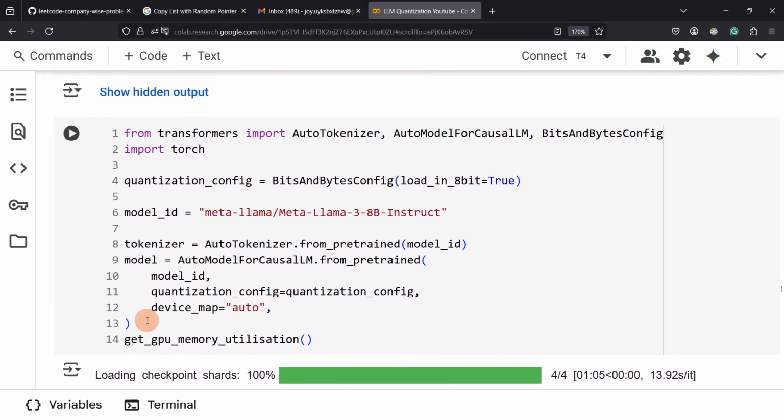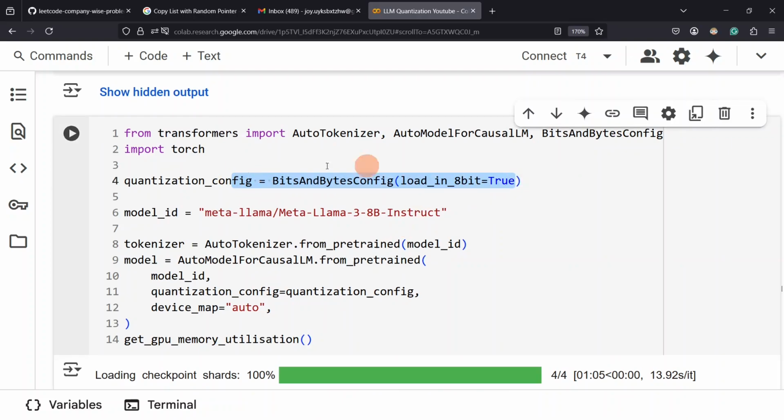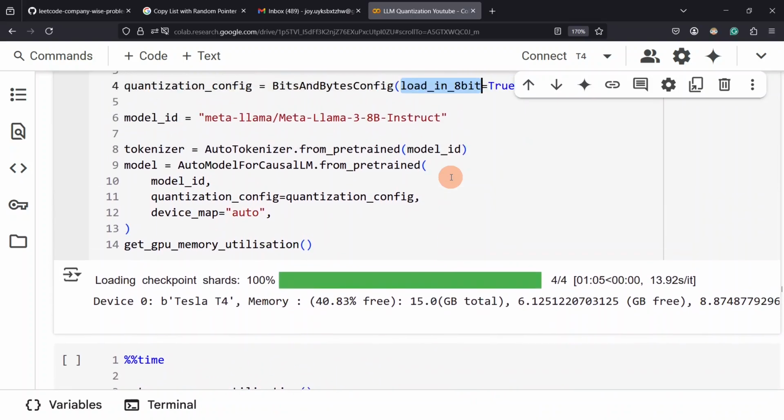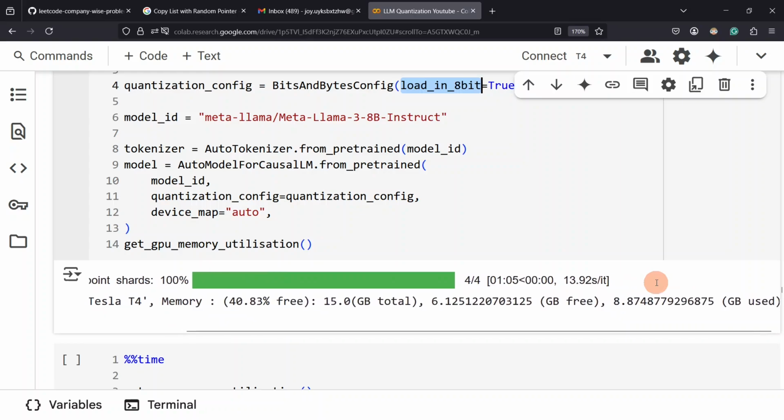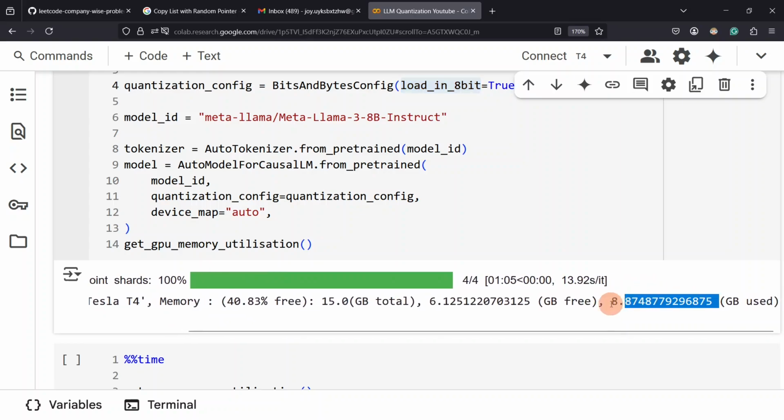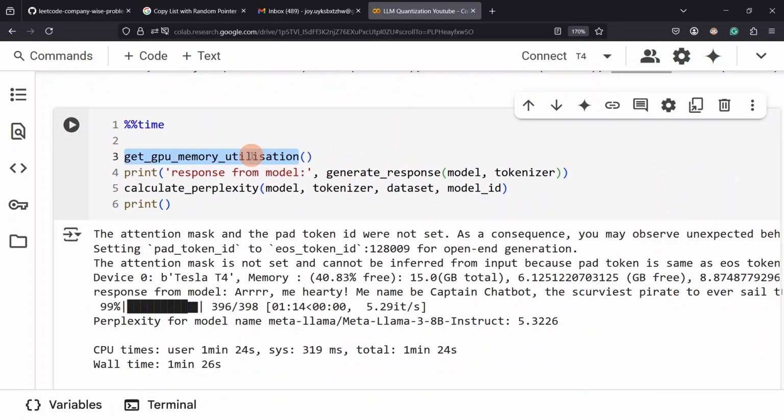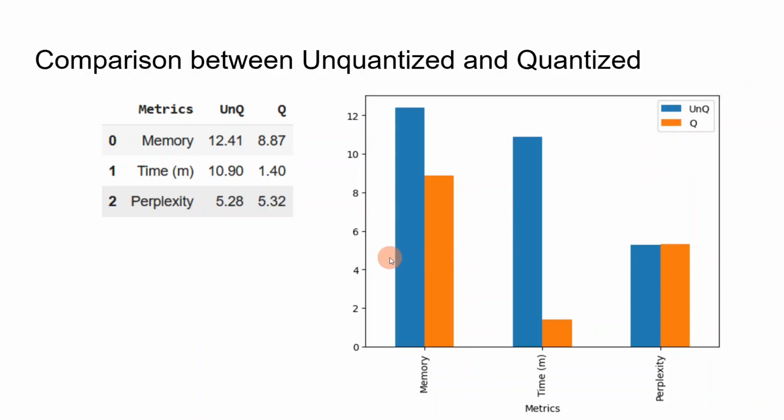For this, we have to create the quantization config. In the quantization config, load in 8-bit is true. This will create the quantized model. Once loaded, you can see the model now is taking 8 GB of memory. So we can check the GPU memory utilization and calculate the perplexity. The perplexity for the quantized model is 5.32. This graph shows the comparison between the unquantized and the quantized model. You get huge gains in memory and time with almost no loss in perplexity.